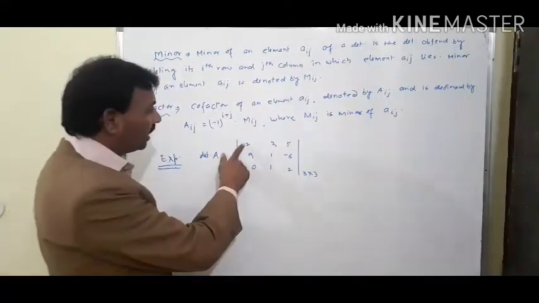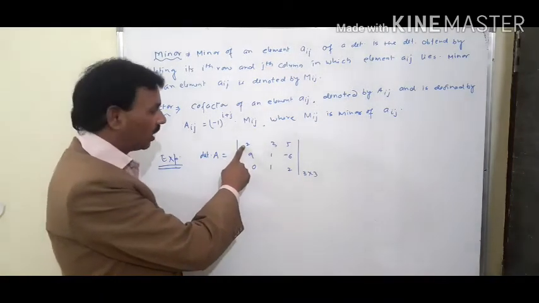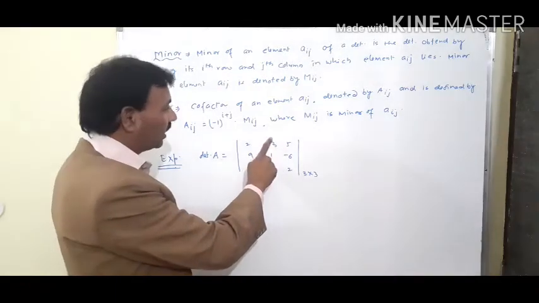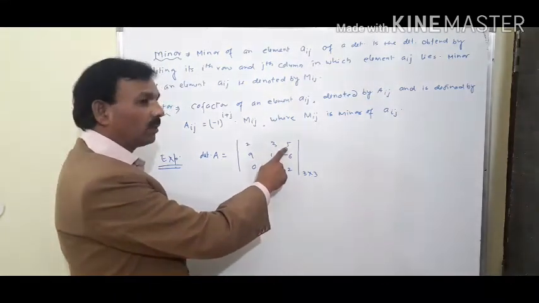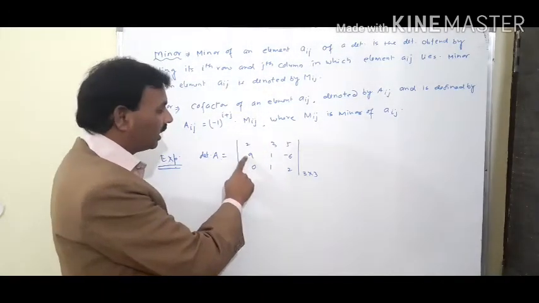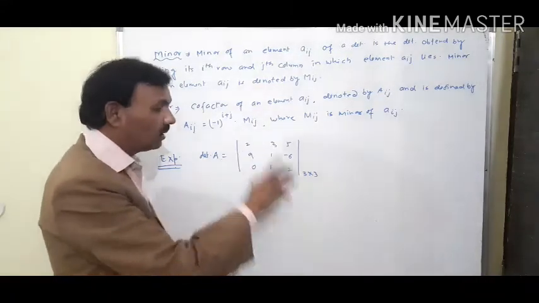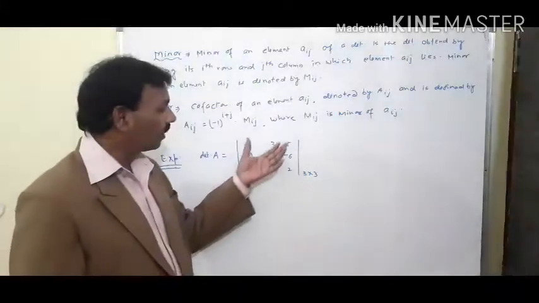That means the first element is the element of the first row and first column. This is the element of the second row and second column. First row and second column. This is the element of the first row and third column. This is the element of the second row, first column. That means we can find the minor of each element of this determinant.